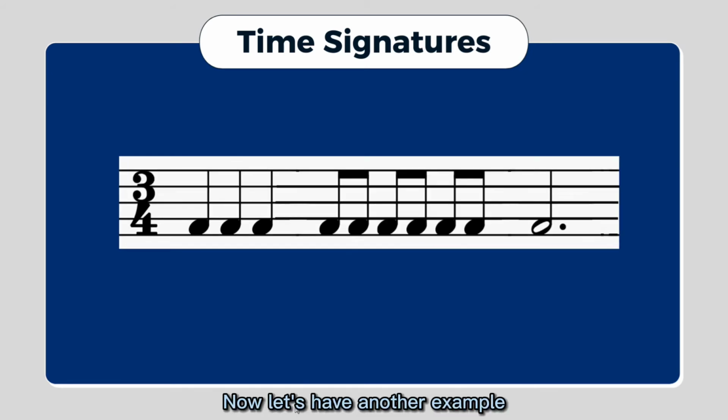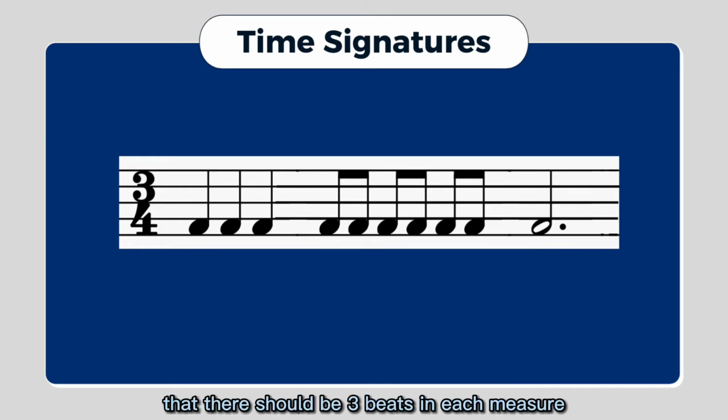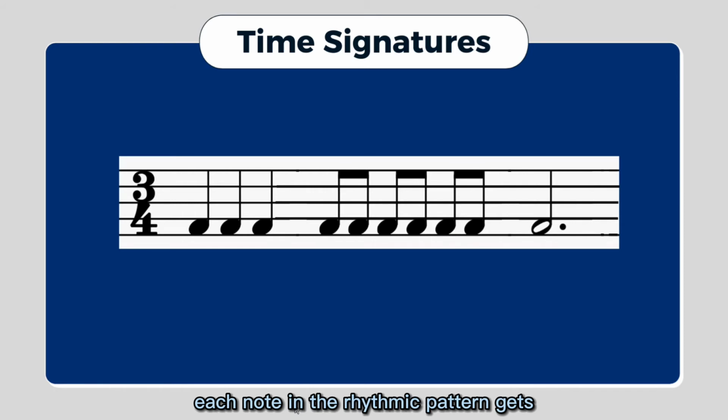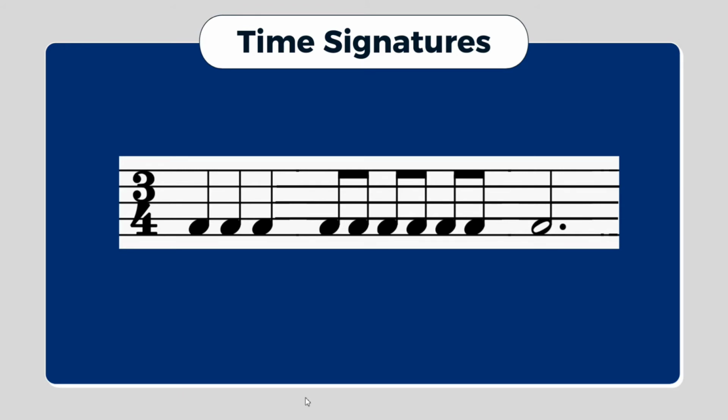Now let's have another example. The time signature is 3/4. This tells us that there should be 3 beats in each measure. Now let us count the number of beats each note in the rhythmic pattern gets and add the bar lines. First, 3 quarter notes get 1 count each. So 1, 2, 3. Bar line.